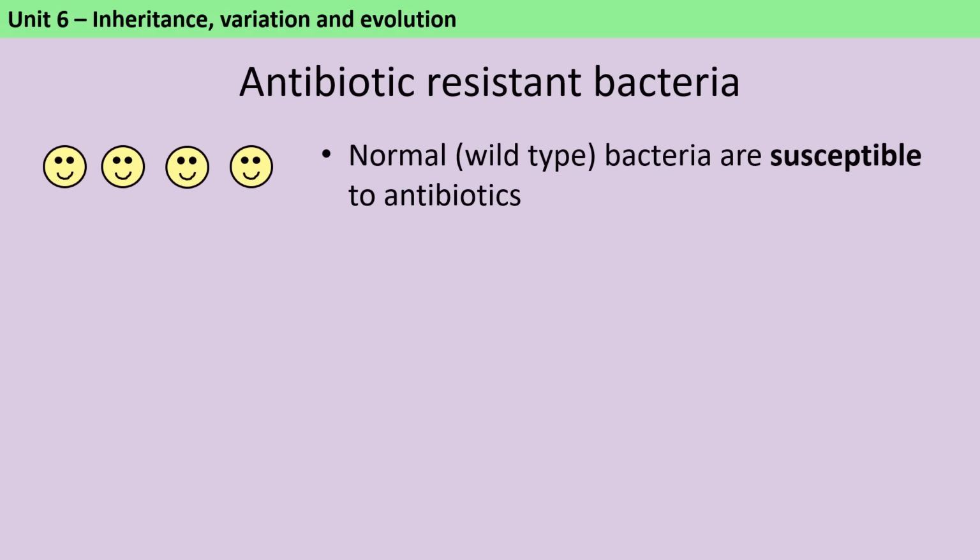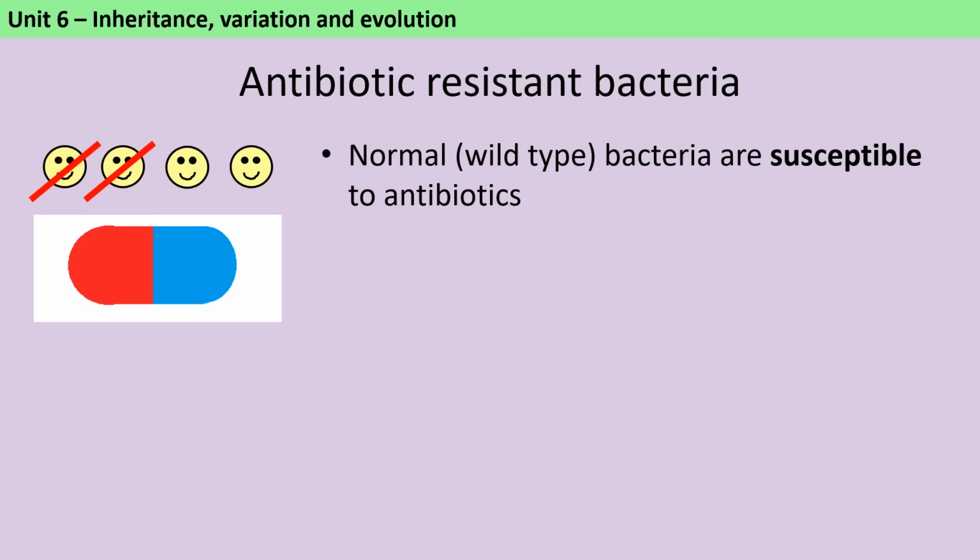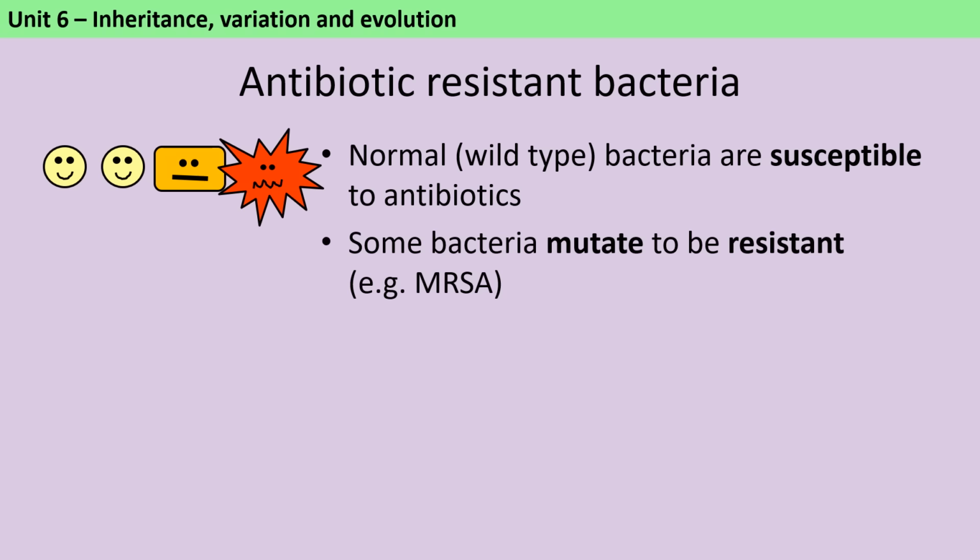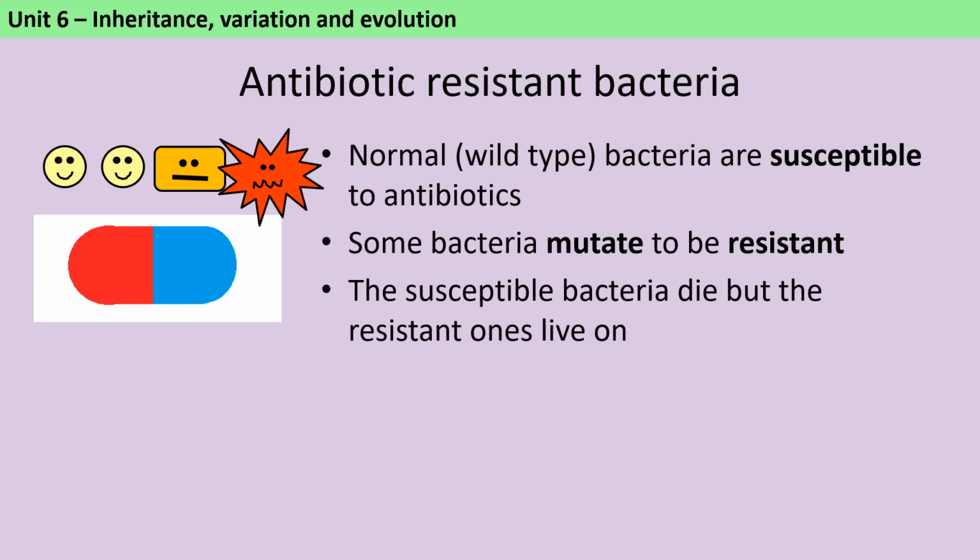Antibiotics are molecules made by fungi or synthetically in a lab, which can be used as drugs to kill bacteria, although not viruses. Normal bacteria are susceptible to antibiotics, which means if you take the drug, then quickly all the bacteria are killed. However, some bacteria mutate and become resistant to the antibiotic. When the drug is used, the susceptible bacteria die, but the resistant ones live on.